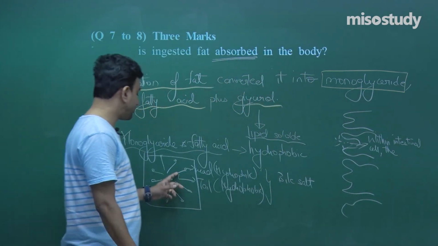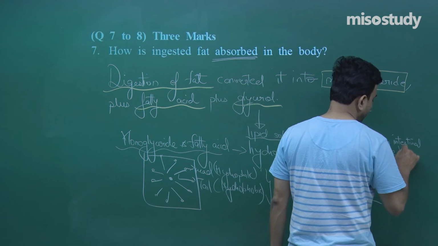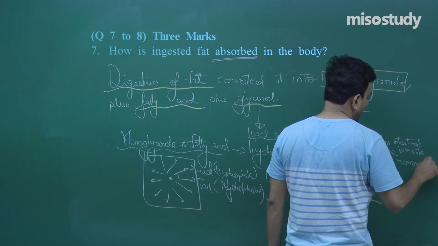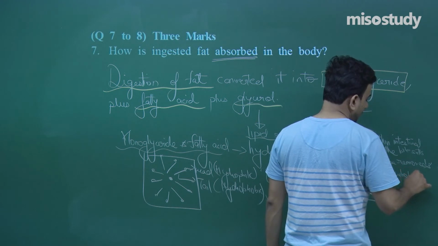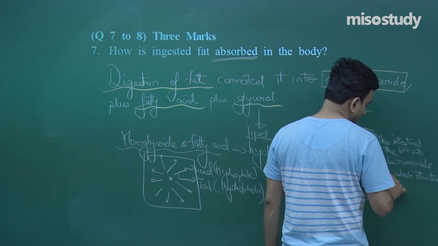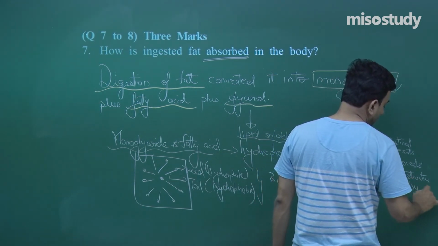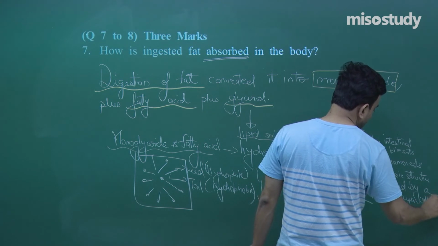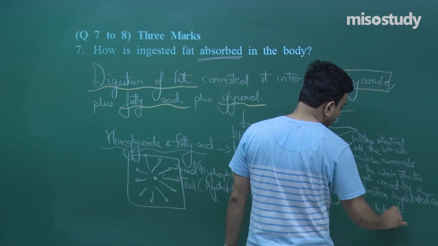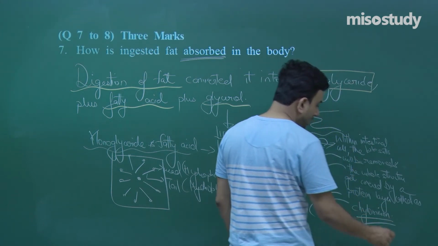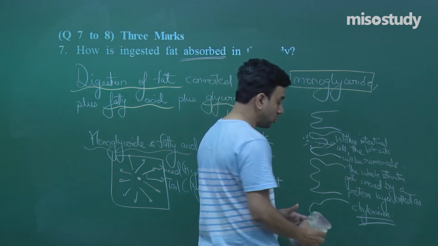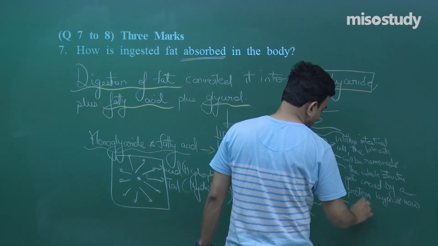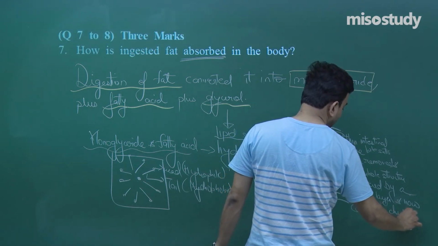the bile salts will be removed, and the whole structure gets covered by a protein layer, and now this will be called a chylomicron. This is very important.